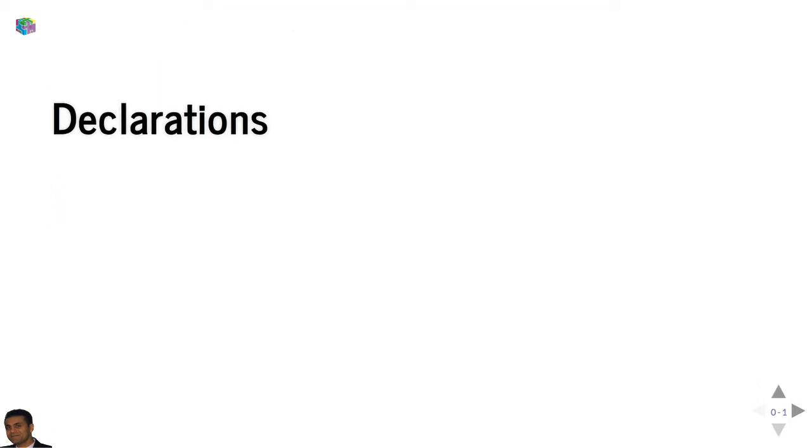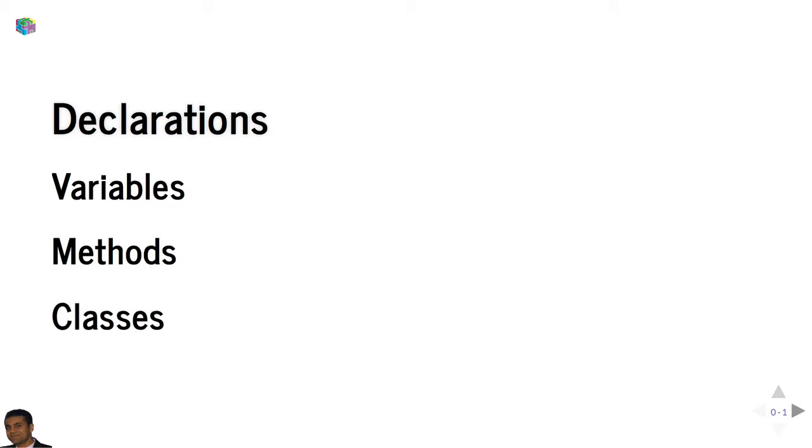Let's start our journey looking at declarations. First step is learning how to declare variables and constants. Afterwards, we will see how to declare methods that generally belong to a class. Finally, we will examine how classes are declared in Scala.